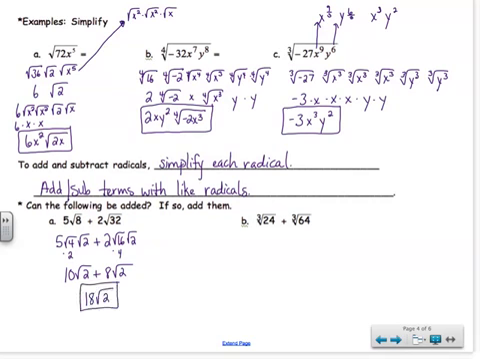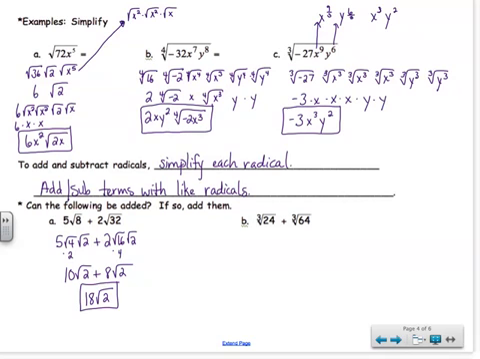Your root 2 is like a variable, so any other terms that have just the root 2 in it, you're going to add those coefficients, the 10 plus the 8, and keep your variable, which is root 2 in this case.